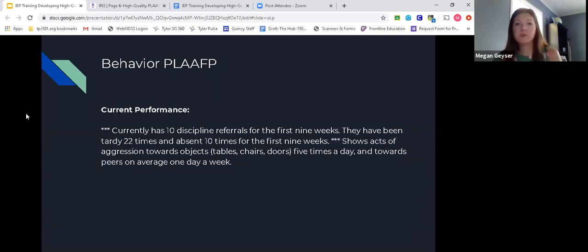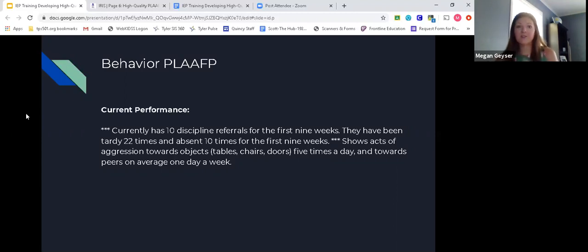Great, so our next one is our current performance data. Once again, this student, they have the data collected. They had 10 discipline referrals for the first 9 weeks. They were tardy 22 times and absent 10 times for the first 9 weeks. That's interesting to me, looking through that data. They were gone quite a bit. They were tardy quite a bit that first 9 weeks. They had quite a few discipline referrals. I wonder if there's a correlation there. What's going on? Let's dig a little deeper.